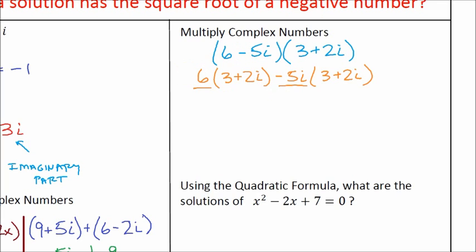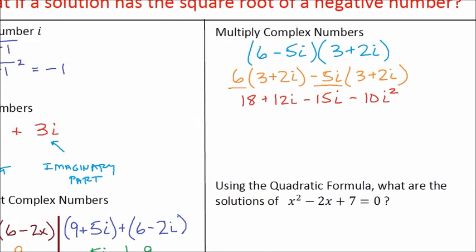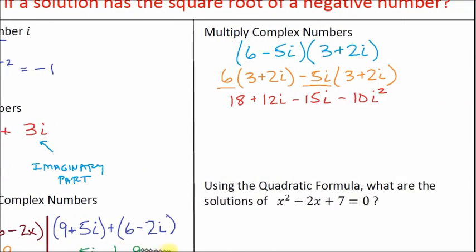Now we're going to do monomial times binomial. 6 times 3 is 18. 6 times 2i is positive 12i. Negative 5i times 3 is negative 15i. And negative 5i times 2i, now let's do the same thing we would do with the variable. Negative 5 times 2 is negative 10, and i times i is i squared, just like it would have been x squared. Let's remember something from our previous part of the video: i squared is just negative 1.